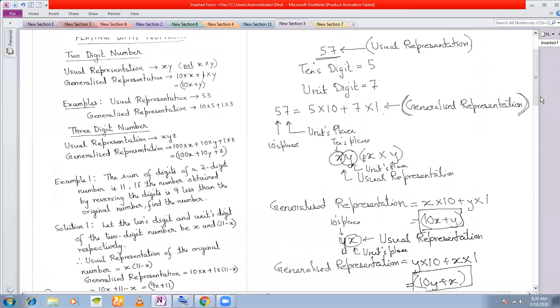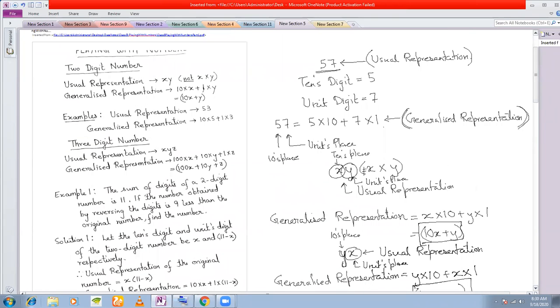Why is this happening? Let us come back to this example, 57. 57 is the usual representation. Its generalized representation is 5 into 10 plus 7 into 1. Now suppose I change the order of the digits. What does it become? 7 becomes the tens place, 5 becomes the units place. So this is my usual representation. So what should be my generalized representation?